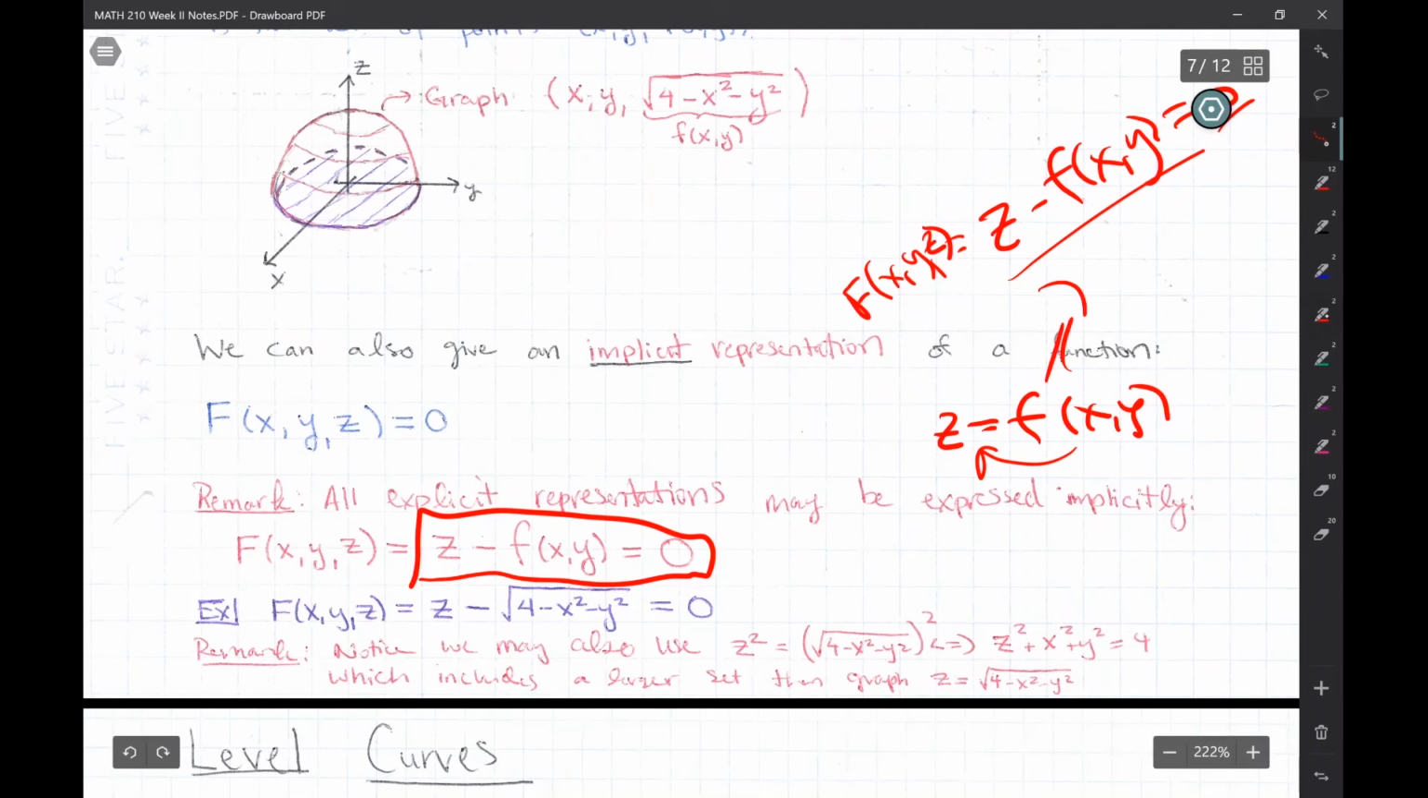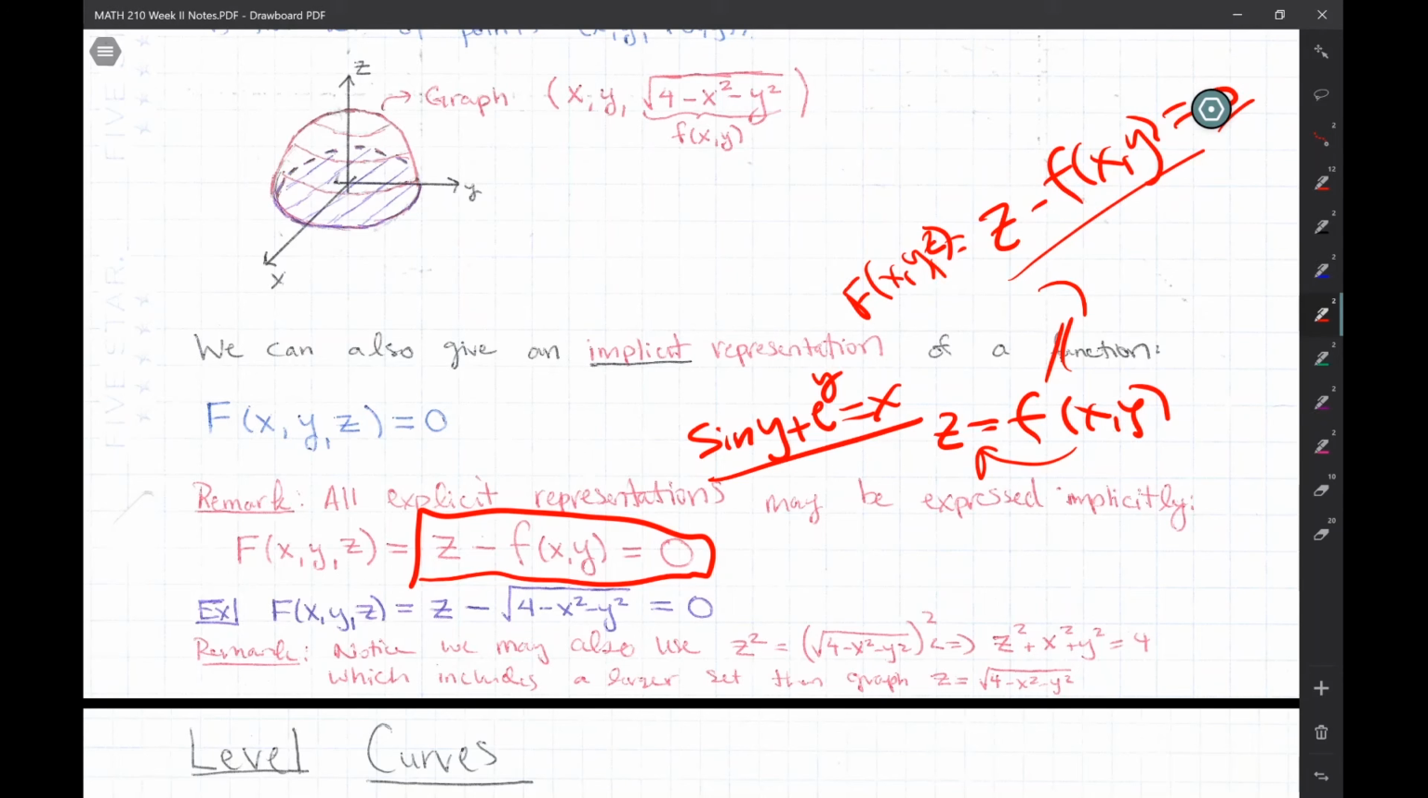I mean, we had problems like, say, sine of y plus e to the y equals x. That relation can't be solved explicitly for y, and you're kind of stuck having to represent the function in an implicit way. So that's another advantage that implicit representations would have.